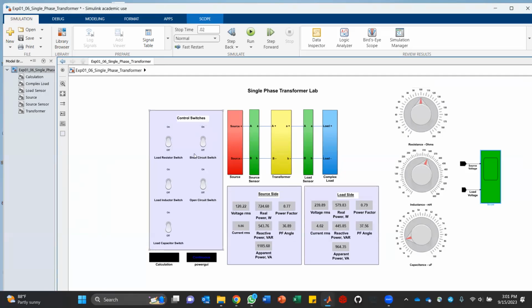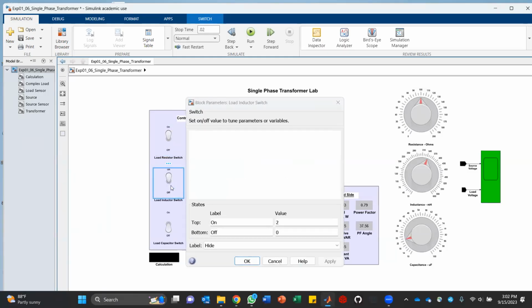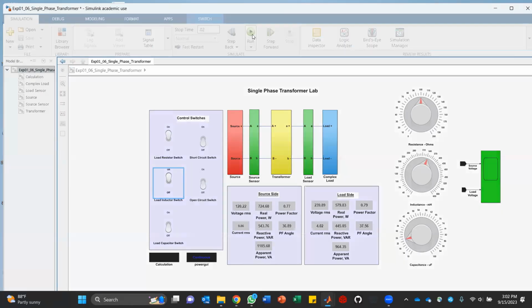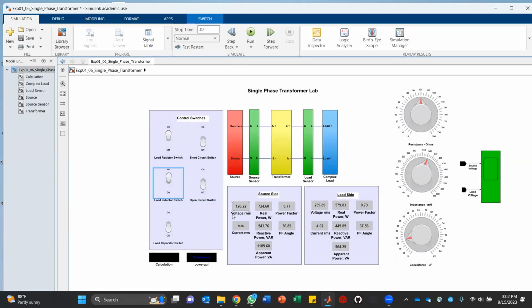Say, for example, I want a load which is RL, so I will switch them on, and all I have to do is run it. After some time you will see that I get some results. On the source side, which is the primary side, I can see the measurements: RMS voltage, real power, power factor, RMS current, reactive power, angle, and apparent power. Same for the load side.